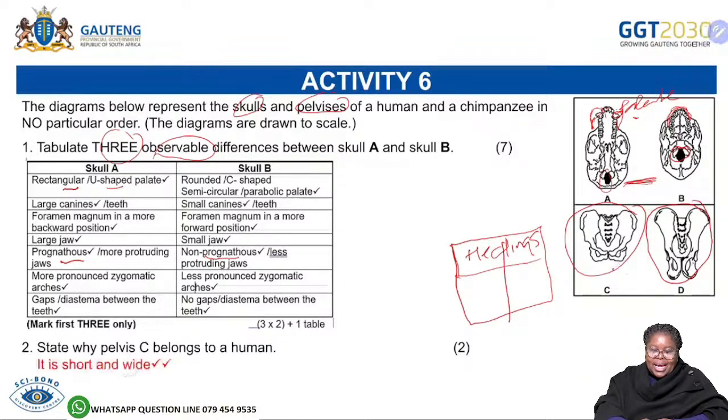So it is short and wide. Look at the mark allocation. Remember, it's for 2 marks. We are not going to give you a mark to say you have tried. At least you could say it's short. We are not going to credit you marks to say at least you've got that it's wide. So it's full marks or nothing. Hence we are saying you should indicate that it's short and wide, and long and narrow in other primates. So this is for a human because the pelvis is short and wide. You qualify for full marks there.